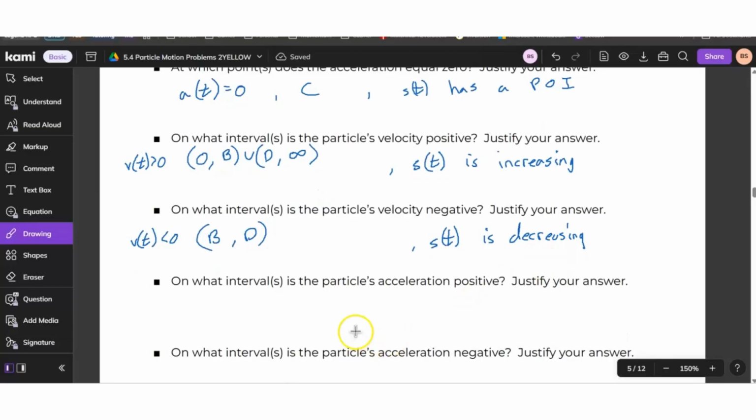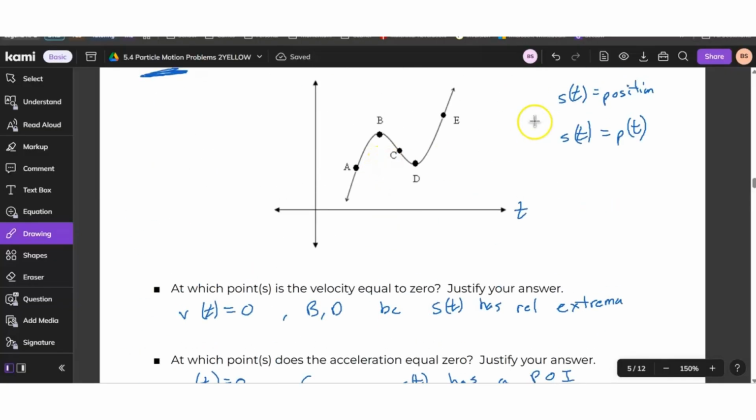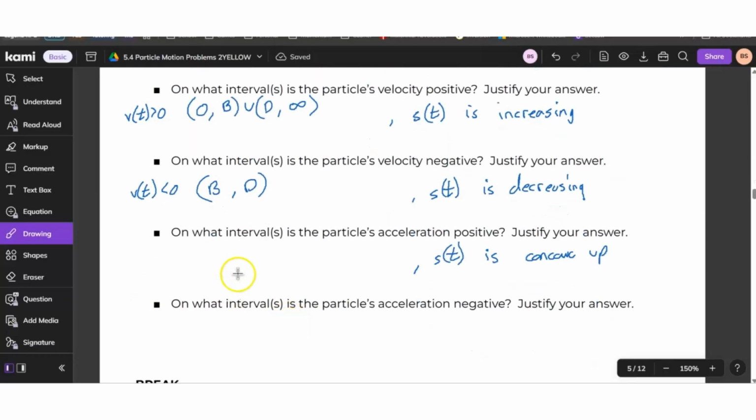Where is the particle's acceleration positive? So again, let's start with the reasoning. So this is going to happen because S of t is what? Concave up or down? Up. So it is concave up. So therefore, that's going to happen from C to infinity. So this is A of t is positive from C to infinity.